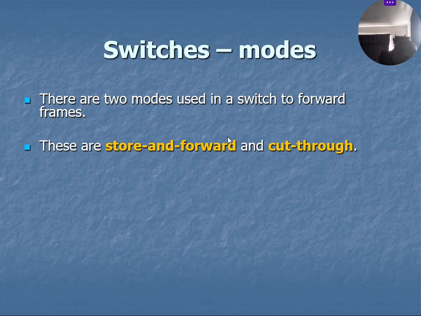Okay, now let's talk about how the switch works, the modes. The switch is made up of two basic modes. We say the switch uses two modes to forward any packet or frame. The first one is called the store and forward mode, and the second one is called the cut through mode. There's another one, but we'll talk about that one later.